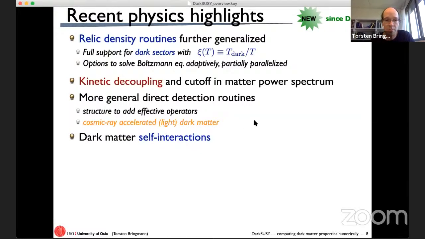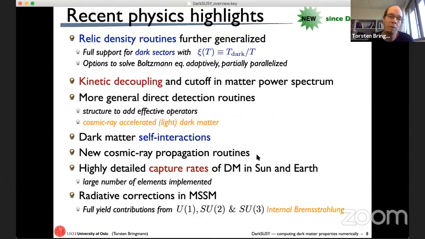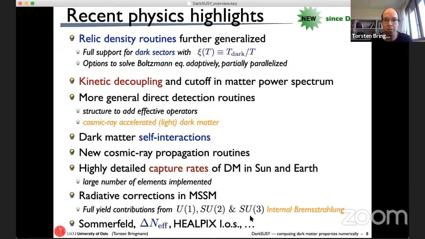Self-interacting dark matter is implemented. We have new cosmic ray propagation routines, capture routines that are relevant for neutrino signals, and this is something that Joachim will say more about in the hands-on sessions. And also, all this is essentially model independent, but for the MSSM, there have been significant developments implementing radiative corrections, to fully include the electromagnetic, SU2 and SU3 corrections in the MSSM to leading order. And then there are various other smaller improvements that are very useful for phenomenological studies.